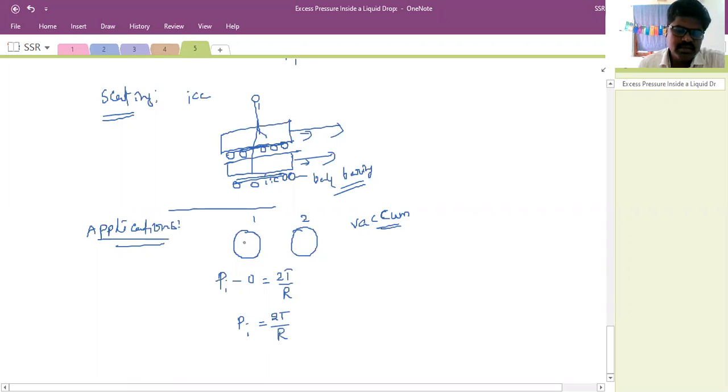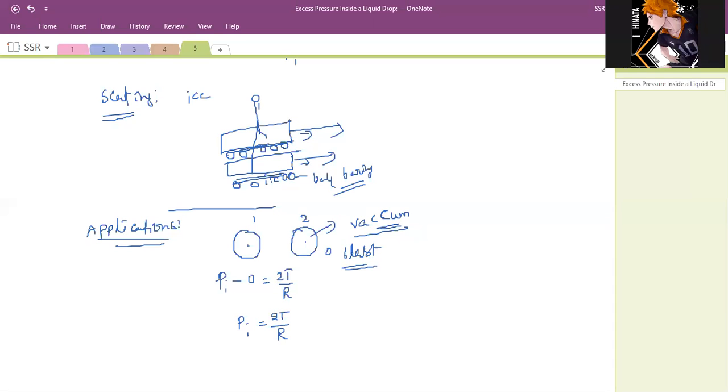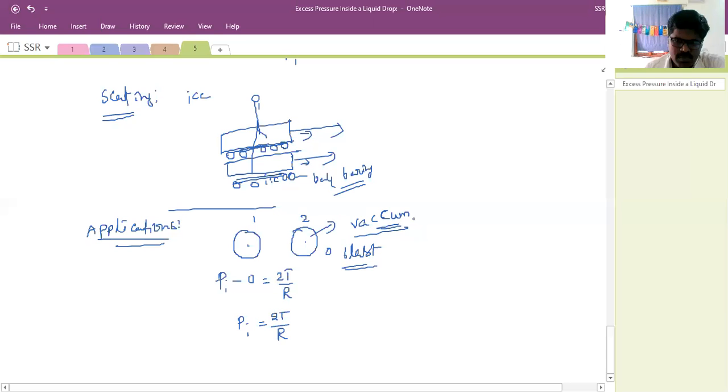Actually, this application is theoretically possible, but practically not possible. Why? Because outside is vacuum, meaning 0 pressure, and inside there is 2T by R pressure. Immediately the bubble will blast. Are you clear on this point? But suppose it is possible, then how do we calculate the ratio of their masses?